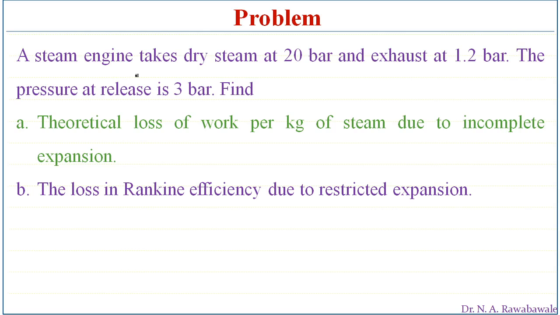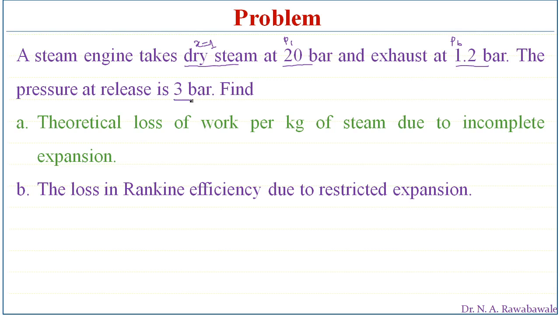A steam engine takes dry steam, in the sense dry saturated steam, where the dryness fraction of steam x is equal to 1 at the inlet of the engine at a 20 bar pressure. So the pressure of steam P1 is 20 bar and it exhausts at 1.2 bar. That is the back pressure or condenser pressure, we can say PB is 1.2 bar. The pressure at release is 3 bar.